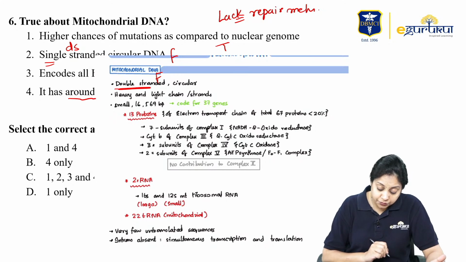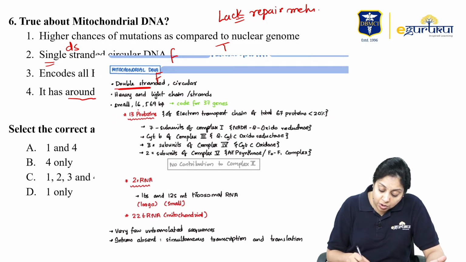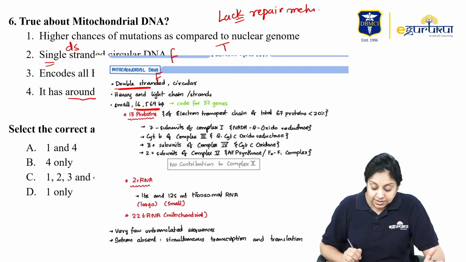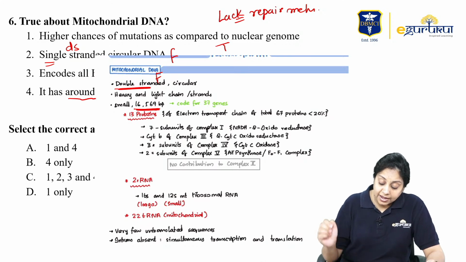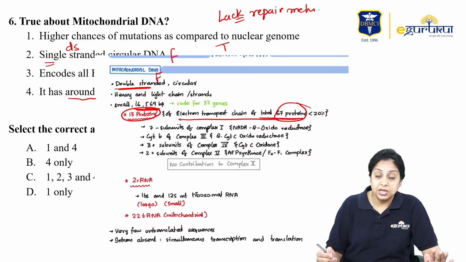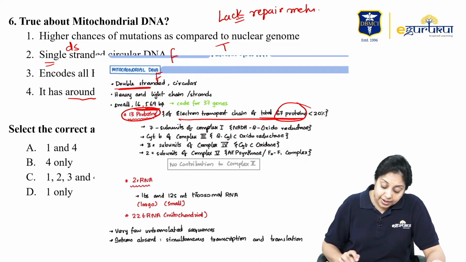So choice 2 is false, right? Small, around 1600 base pairs. The exact number is 16569. Okay. Are they encoding all the chains? They encode 13 proteins out of 67, so approximately 20 proteins. So the statement given to you, the 3, is false, right?